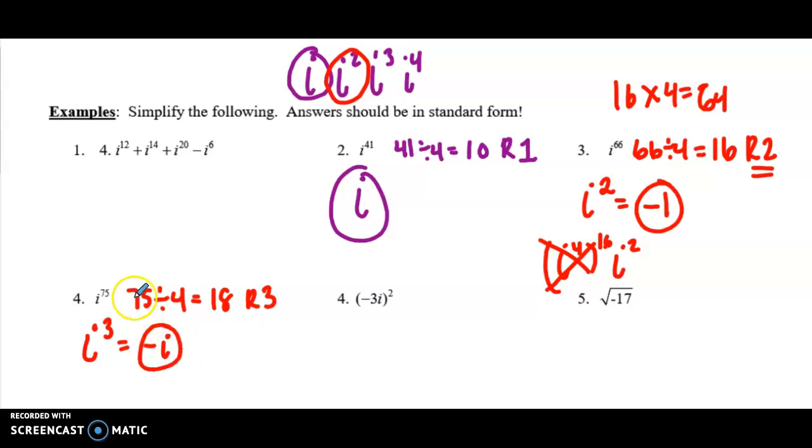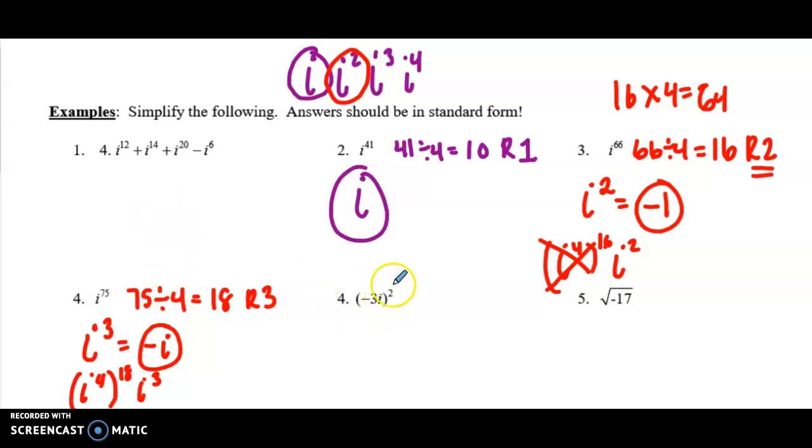You could also, like I said, do this using exponents. You could say i to the 4th, raised to the 18th power, because 18 times 4 gives you 72. And you have i to the 3rd left over. So all of these would add together to get you 75. All right, so let's try number 4.